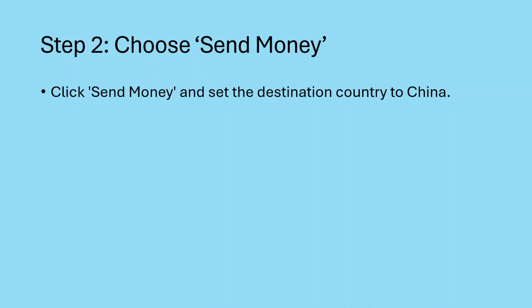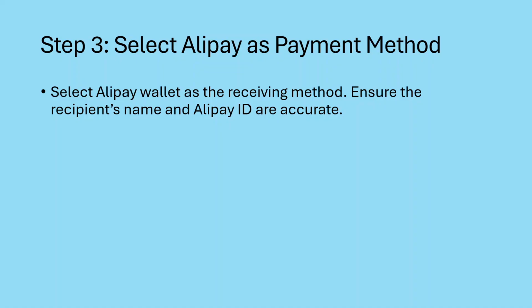Step 2. Choose Send Money. Click Send Money and set the destination country to China. Step 3. Select Alipay as payment method. Select Alipay wallet as the receiving method. Ensure the recipient's name and Alipay ID are accurate.